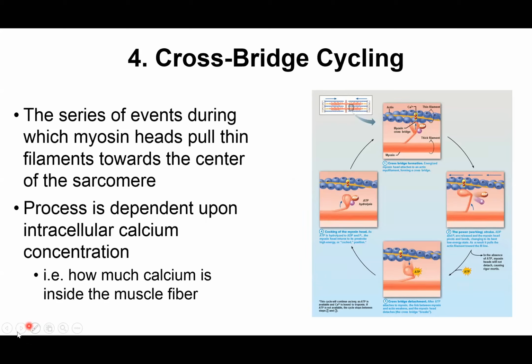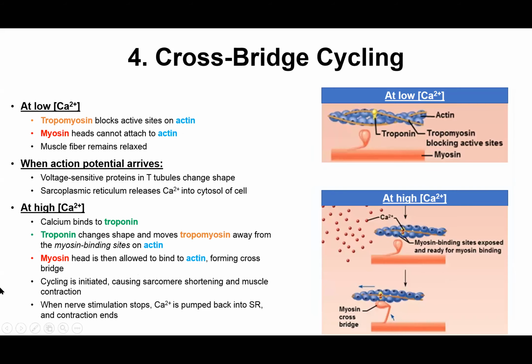Okay, so at low calcium levels, if there's not very much calcium inside the cell, it's sort of stored away at the time, then tropomyosin is actually blocking the active sites on actin. And therefore, because of this, the myosin head is blocked and it can't attach to actin. If this is the case, then the muscle is going to remain relaxed.